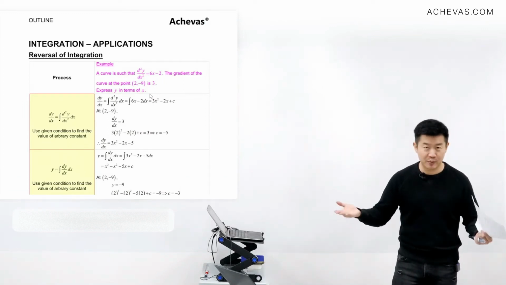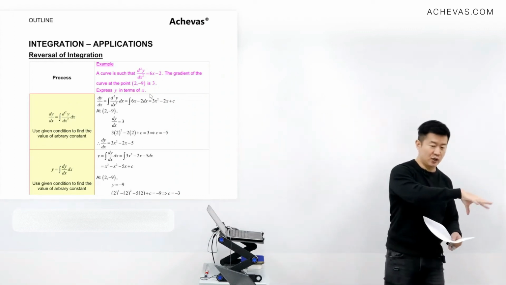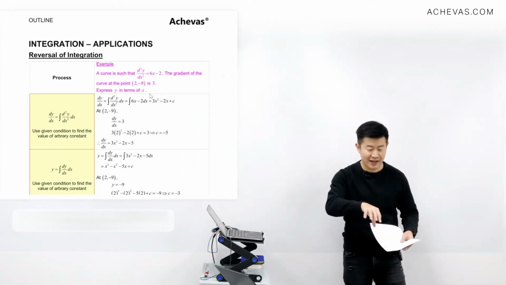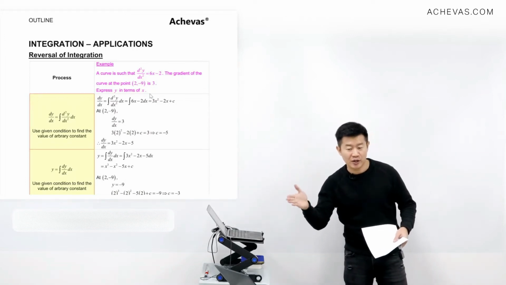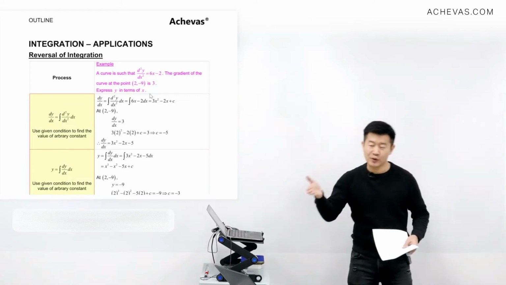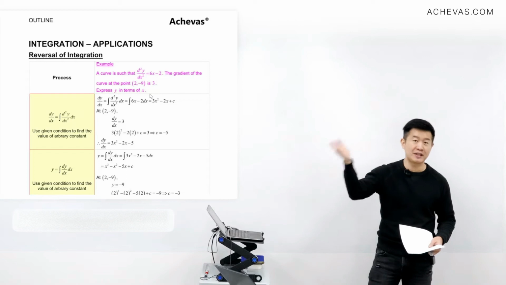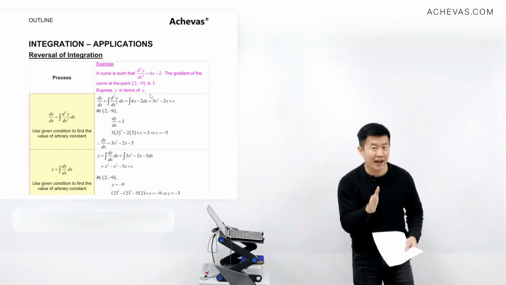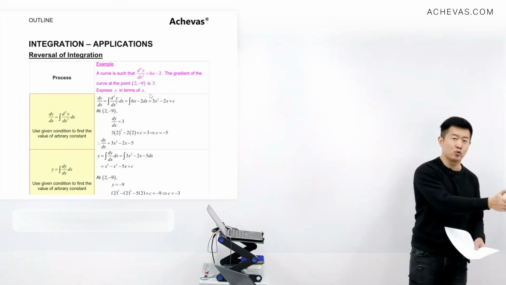Why is it a reverse process? Because in order for us to get d squared y dx squared, we took y, differentiated it once to get dy dx, and when we differentiate it again, we get d squared y dx squared. So in order for us to get back y, we are going to integrate d squared y dx squared once, which will reverse it back to dy dx. And we will take dy dx and integrate it another time to reverse it back to y.